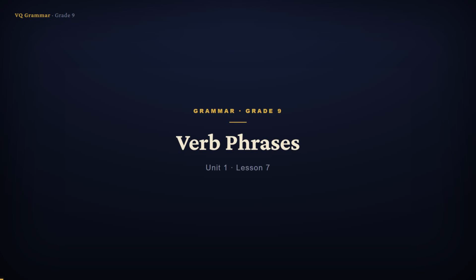This is Unit 1, Lesson 7, and today we're zooming in on the verb itself. You already know that a verb shows action or being, but here's something you may not have noticed. A verb is often not a single word at all. It can be a little team of words working together. That team has a name, and by the end of this lesson, you'll spot it instantly.